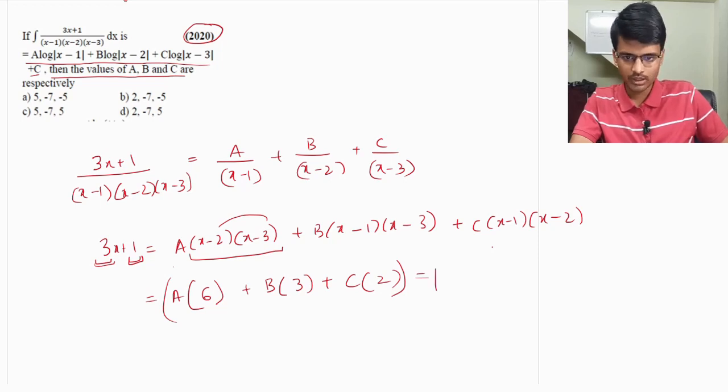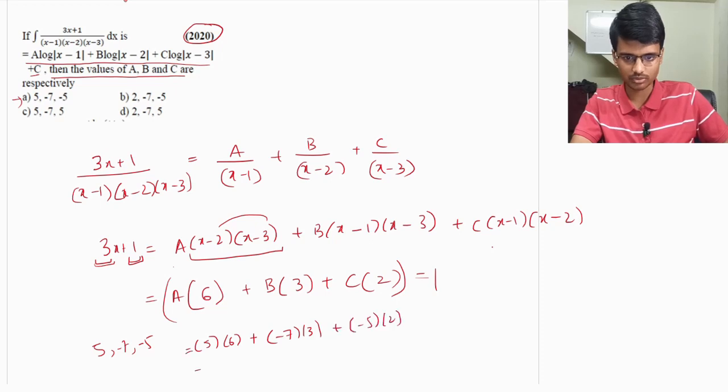Okay. So now what I'll do is substitute the options and check. Let me check whether option 1 fits. I have got 5 comma minus 7 comma minus 5. Let me just put that. 5 times 6 plus minus 7 times 3 plus minus 5 times 2. I get 30 plus 21 minus 10.